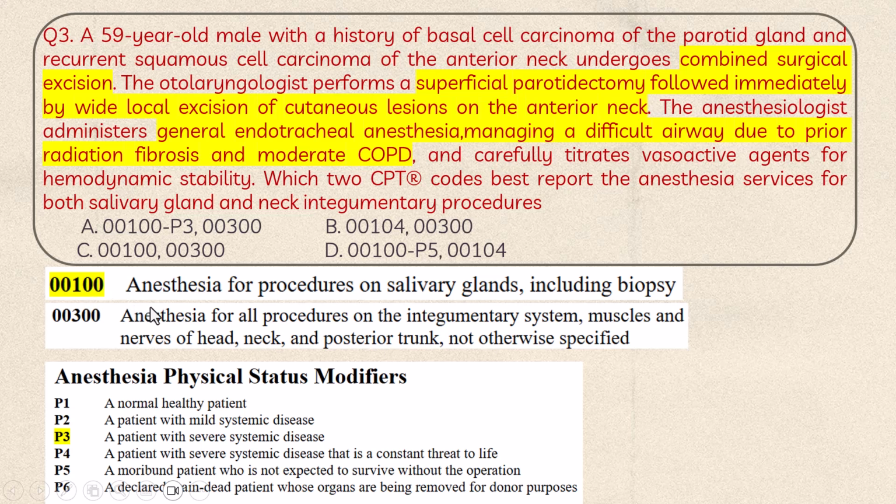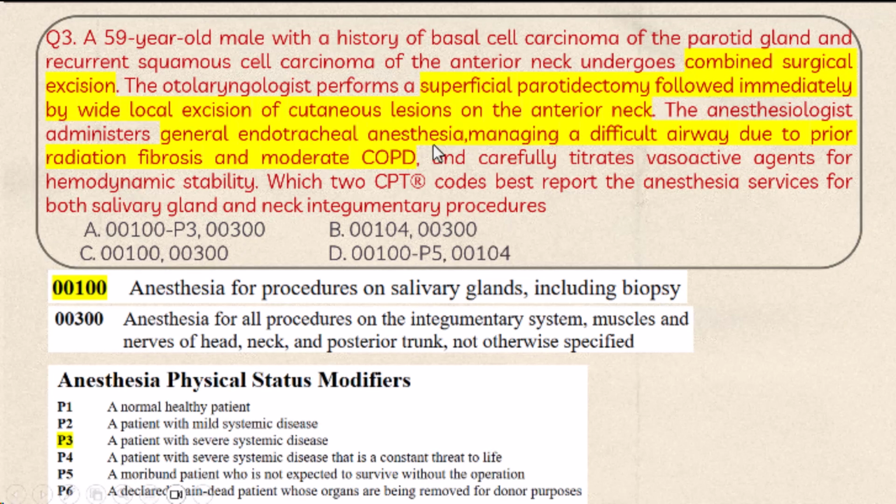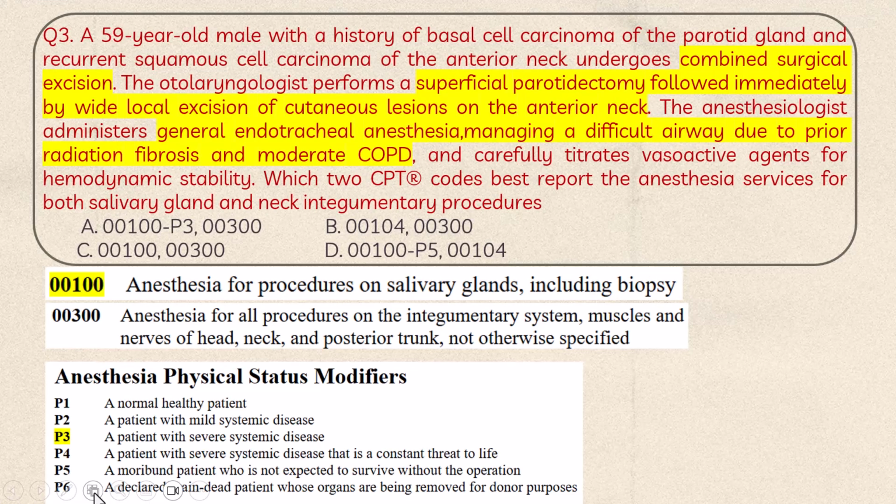And you have to consider the anesthesia modifier as well because the patient has some diseases. When you look at the code P3, that is a patient with severe systemic disease, difficult airway due to prior radiation fibrosis and moderate COPD. This code will be suitable. If you look at the code P5, that is a morbid patient who is not expected to survive without operation. But in this case, that is not mentioned. So the correct code will be A, that is 100, P3 and 300.